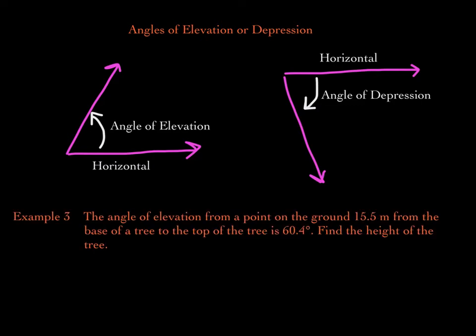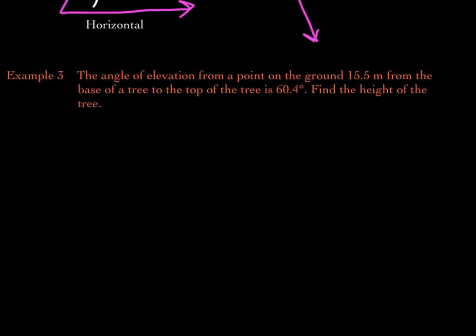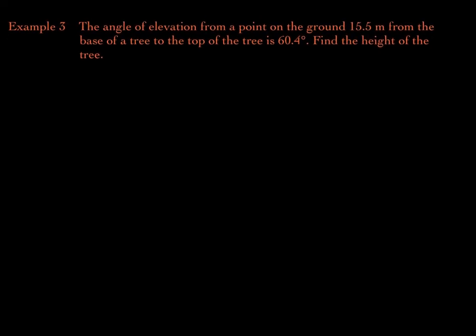The angle of elevation from a point on the ground 15.5 meters from the base of a tree to the top of the tree is 60.4 degrees. Find the height of the tree. I think drawing a picture here is super, super helpful for all of these kinds of applications. So let's draw a picture.